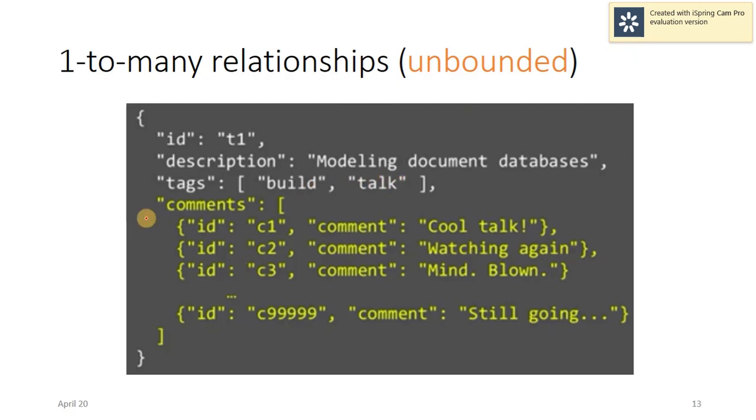Let us take a look at one-to-many relationship here. You can notice unbounded here. This one is unbounded. What does this unbounded mean? This means unlimited.